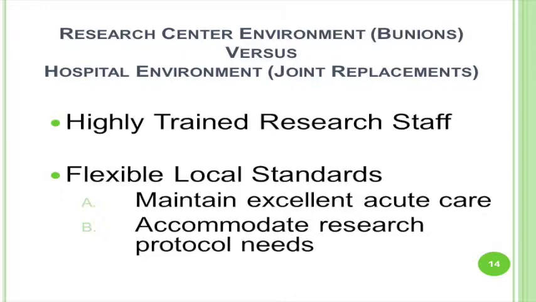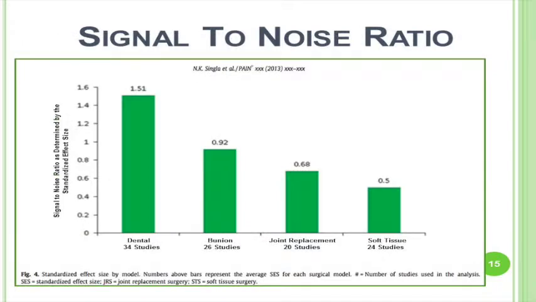In the same methodological review that I pointed to earlier, we had another very important data point, which was the signal-to-noise ratio generally found within the different models. On the y-axis, we have the standardized effect size, which is a common metric used to look at the signal-to-noise ratio or the cleanliness of an experiment. And on the x-axis, we have our four very common models: dental, bunion, joint replacement, and soft tissue.